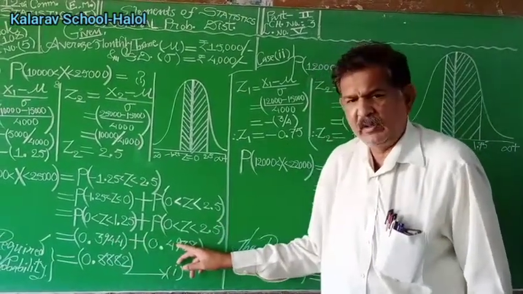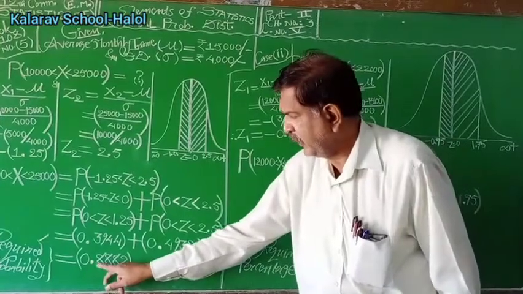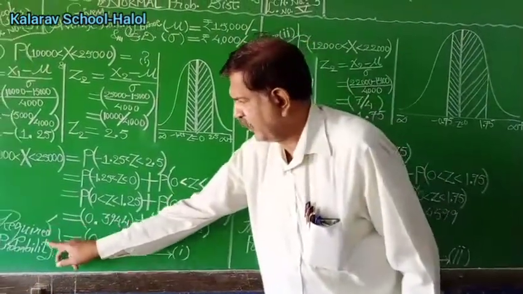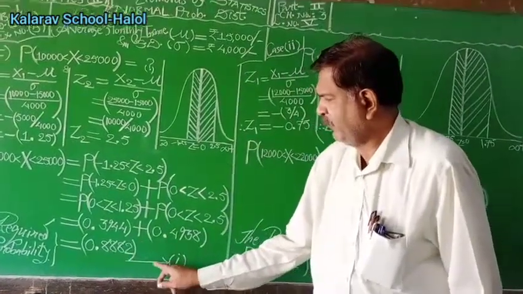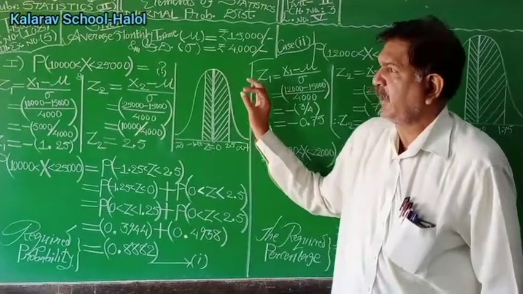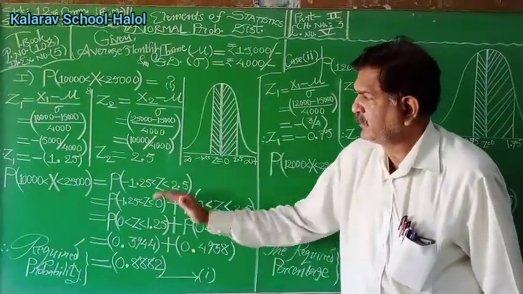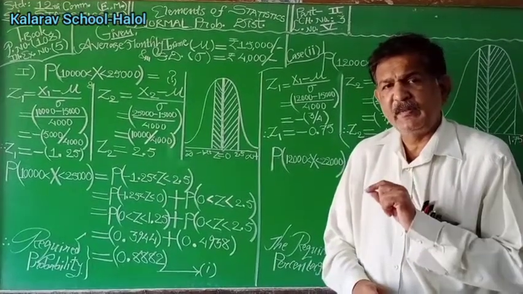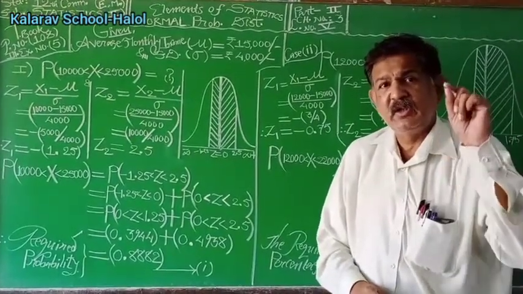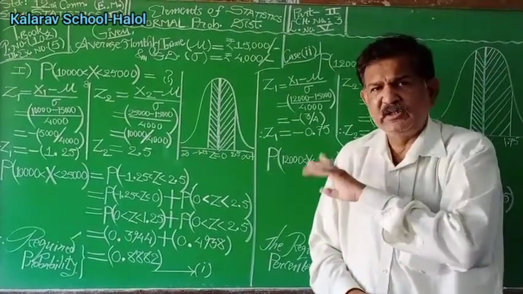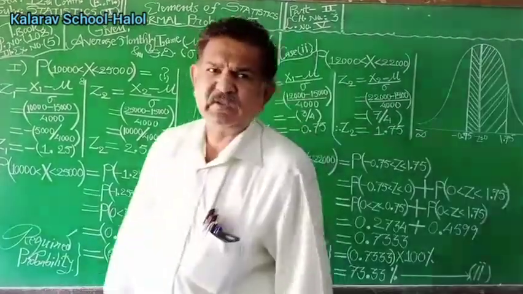Addition of these two numbers is 0.8882 is the answer, means it is the required probability, for this result, answer number 1. This calculation, this diagram and final answer, this simplification is more important. See, this type of example can be asked in section E, that is for 4 marks, and be careful about this type of example.